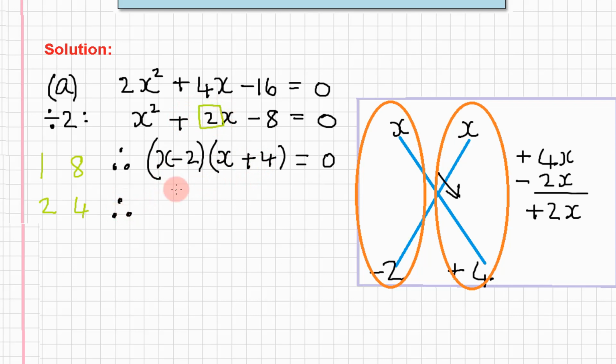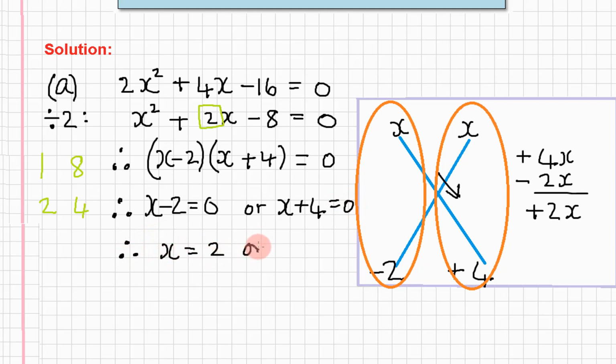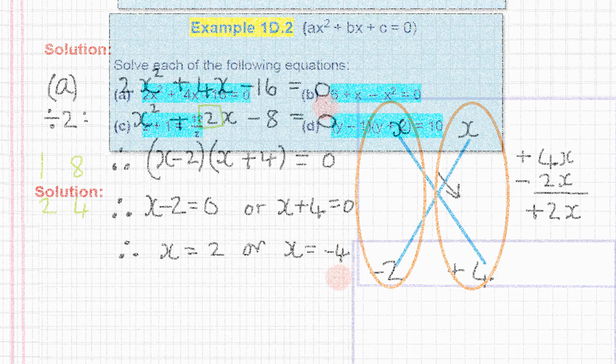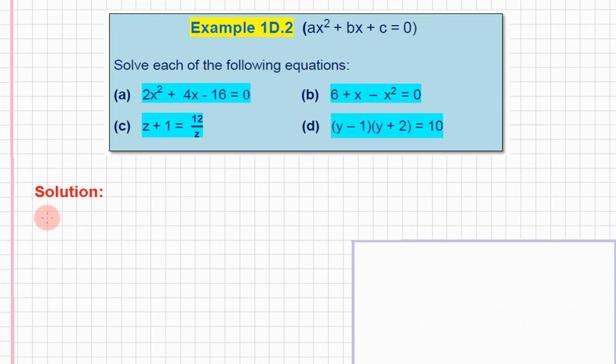Now we can use the zero product rule. And solving for x, we see that x is equal to 2, or x is equal to negative 4. Let's look at B.